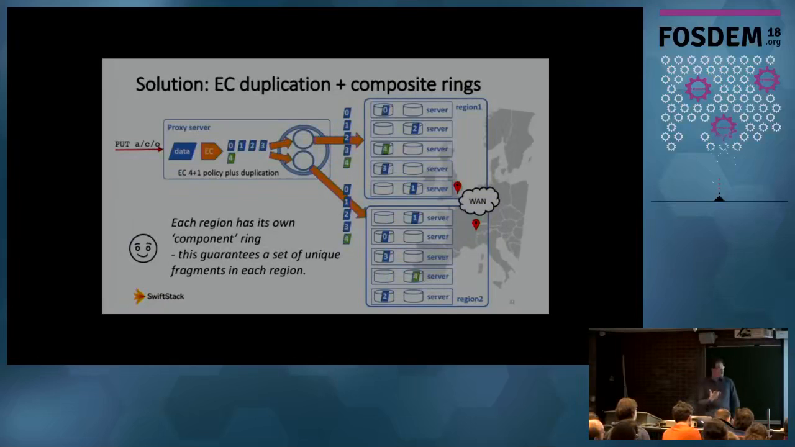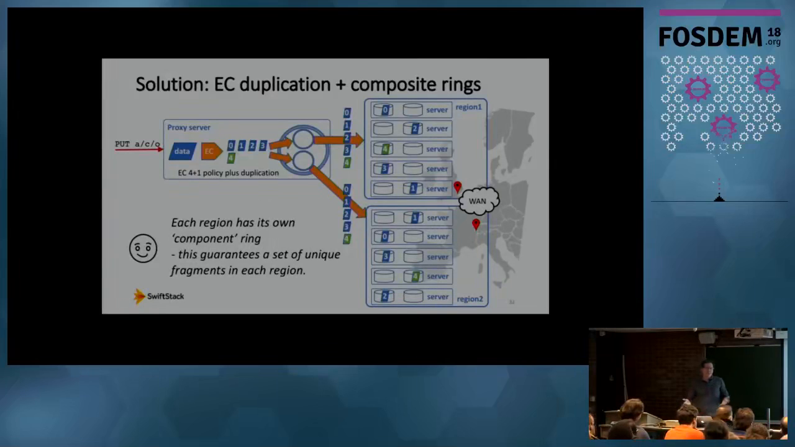And it's actually quite a simple idea. What we do here is we just take two of our regular rings and allocate one ring to each of the regions. So now we have a ring just behaving exactly as it normally would, but it's just responsible for managing the dispersion and the load balancing in one region, and another ring for the other region. And then this new composite ring concept we have guarantees that the duplicate sets of fragments are always spread between the two regions.